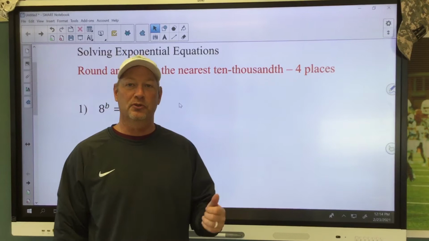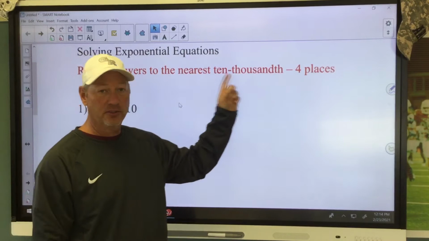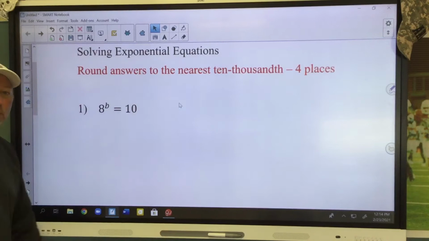This is going to be really easy as long as you have your calculator with you. When we solve it, we're going to ask you to round your answers to the nearest 10,000th, which is 4 decimal places, okay? This is really simple. All we're going to do is convert these to logs, okay? We're going to use our logs to solve for a variable.